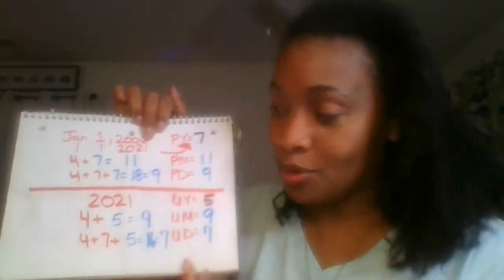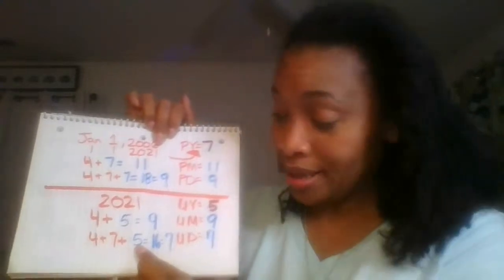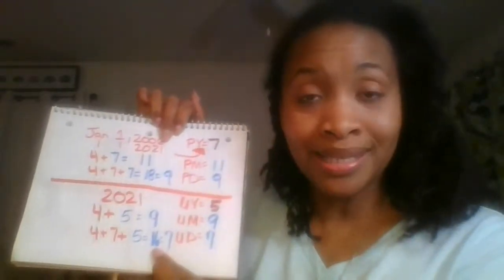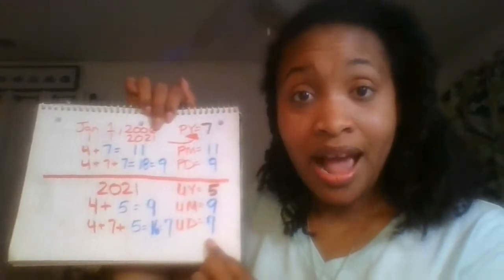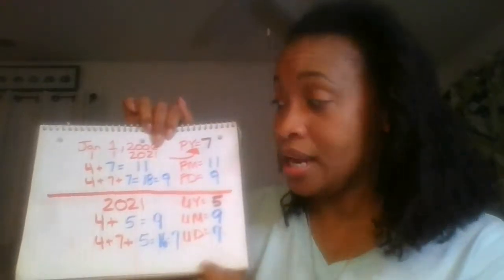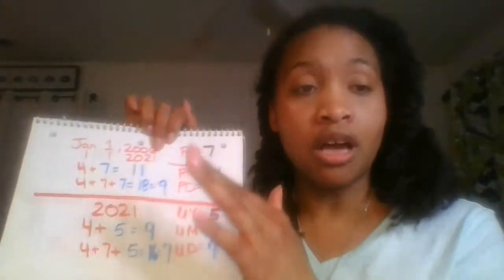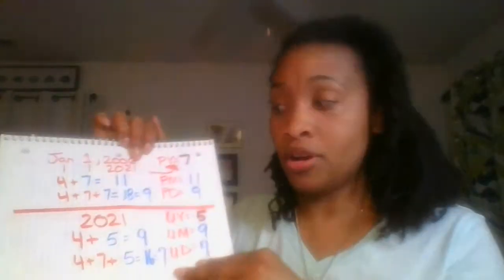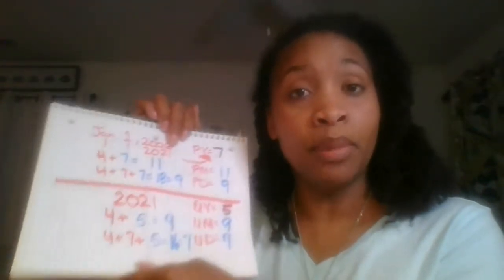Okay. Now, today is the 7th of April. April 4 plus 7 today plus 5, 2021. That's 16. 1 plus 6 is 7. We're in a universal day of 7. I've made 2 videos about the universal day being 7, and I've made a video each about the personal day and the universal day. So now we're going to talk about putting all of that together.